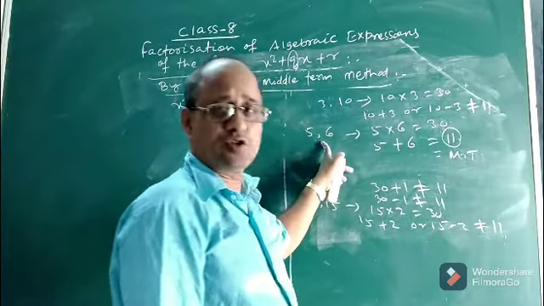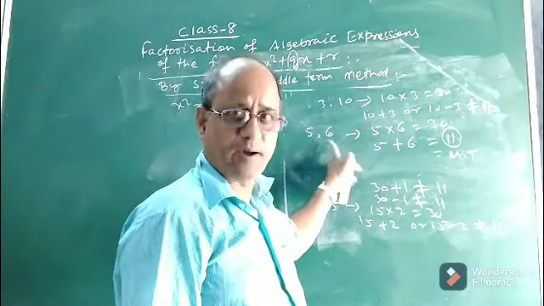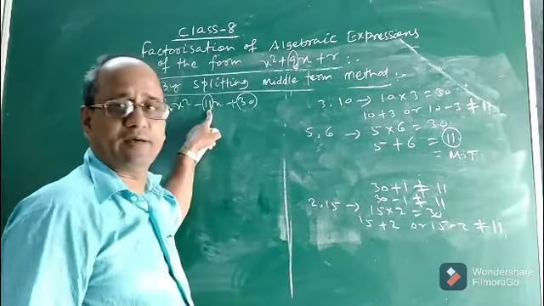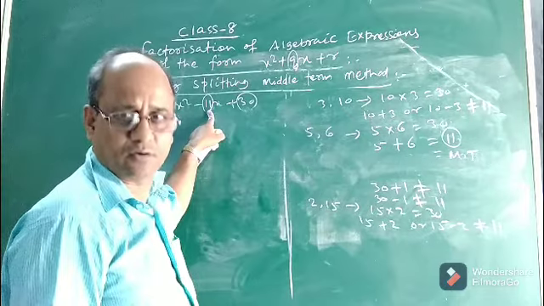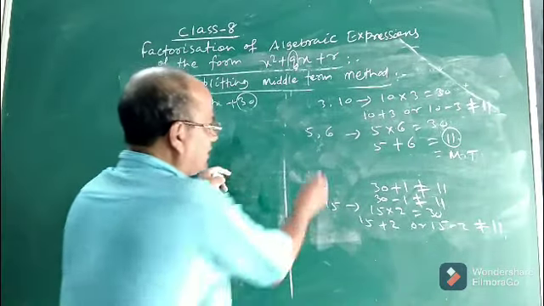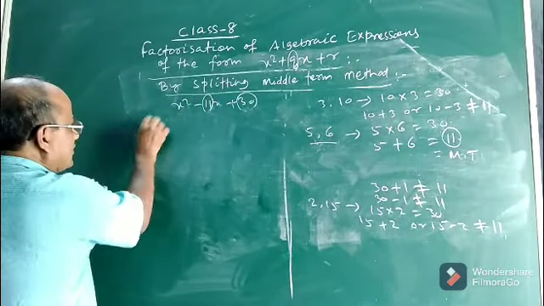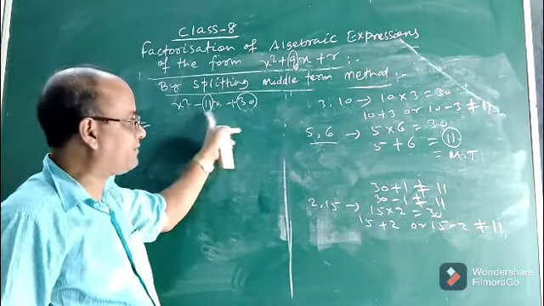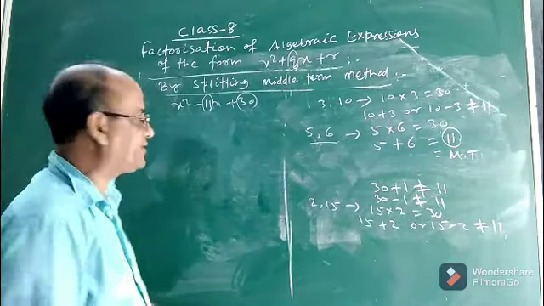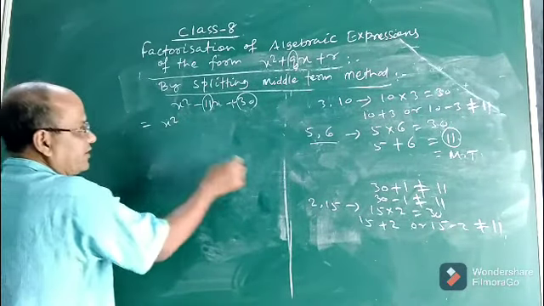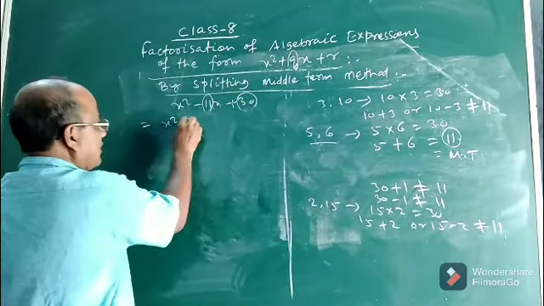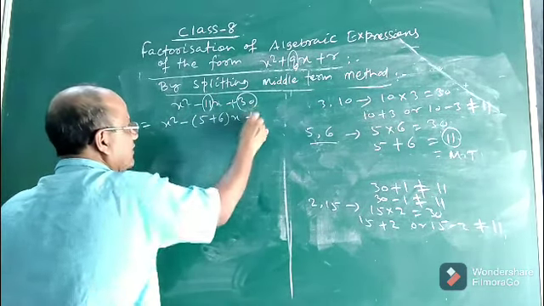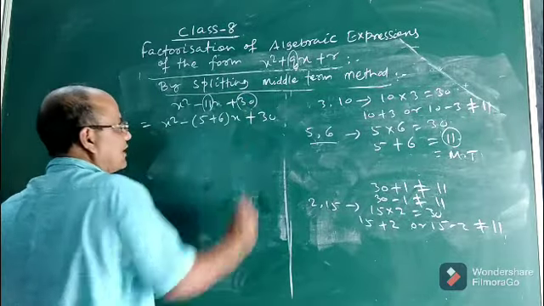So if you choose the two numbers as 5 and 6, they will be the required two numbers by which this middle term 11 will be split or broken. Okay. So now you came to know what the two numbers are. Now what is the next step? 11 will be split as 5 plus 6, because 5 plus 6 is 11. So in place of 11 we will write (5 plus 6) into x plus 30.